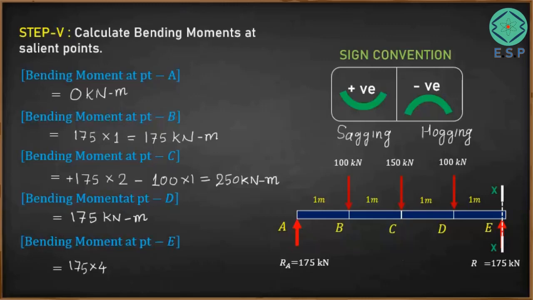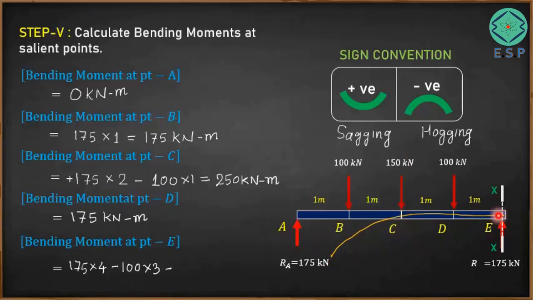Similarly, the bending moment caused by this 100 kilonewton force at point E is going to be 100 times 3, but it is going to bend the beam in this fashion. So it is hogging, that is a negative bending moment. So you will get minus 100 into 3. Similarly, the bending moment caused by 150 will be negative because the beam is going to bend in this fashion.